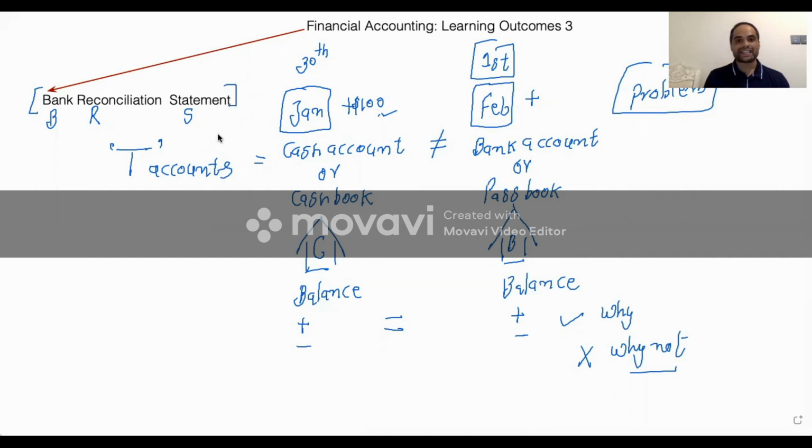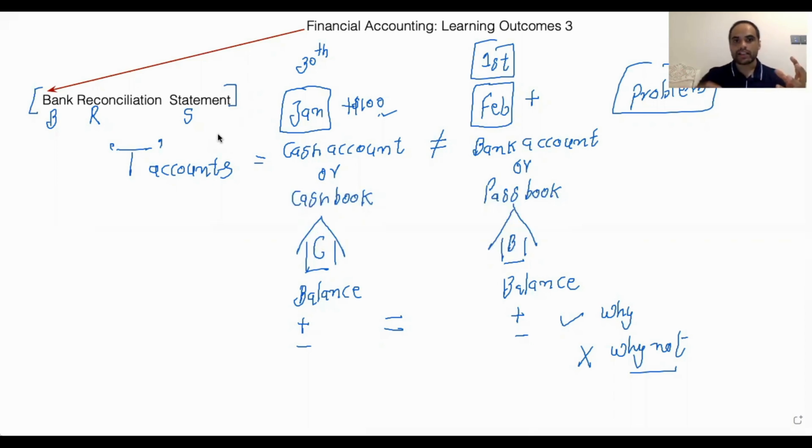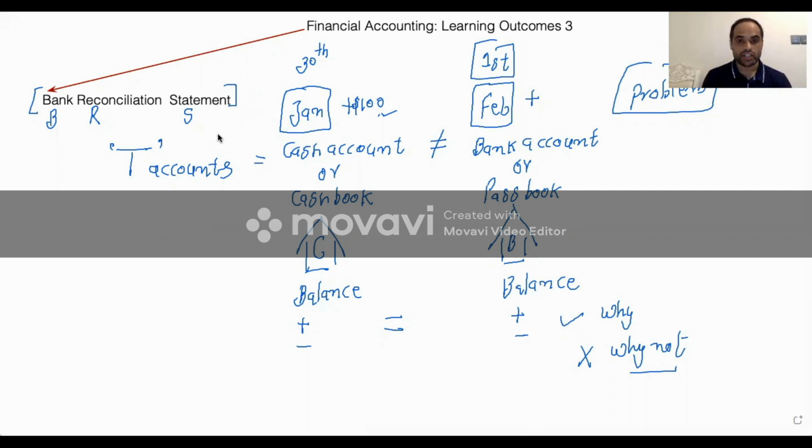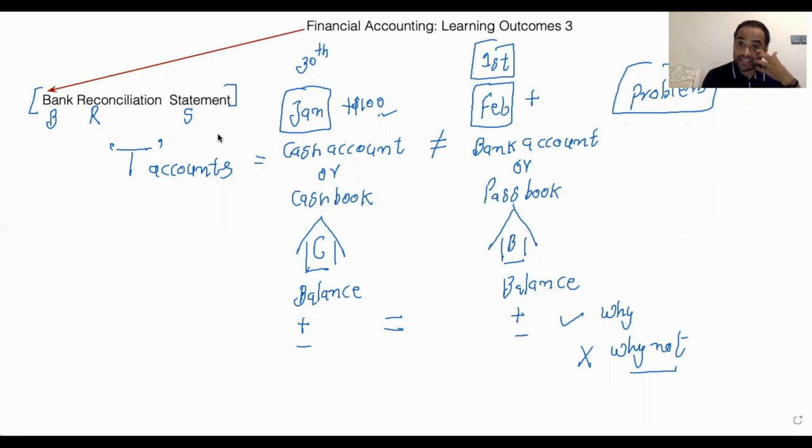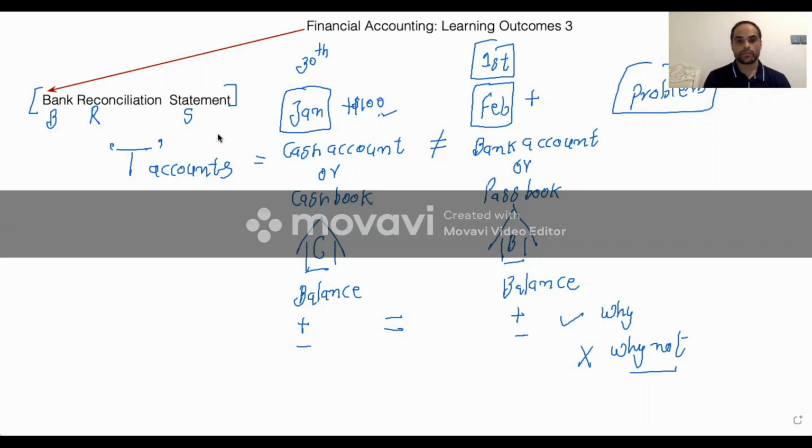A Bank Reconciliation Statement is a statement that we prepare to compare our cash account with the bank account. If the balance is not equal between the cash account and the bank account, we make some changes in our bank reconciliation statement to make the balance equal, because there is something wrong, some mistake we have. There are some reasons. I will give you a very small example of these reasons to understand why the balance between the cash book and passbook is not equal. So that's why we have to prepare a bank reconciliation statement.